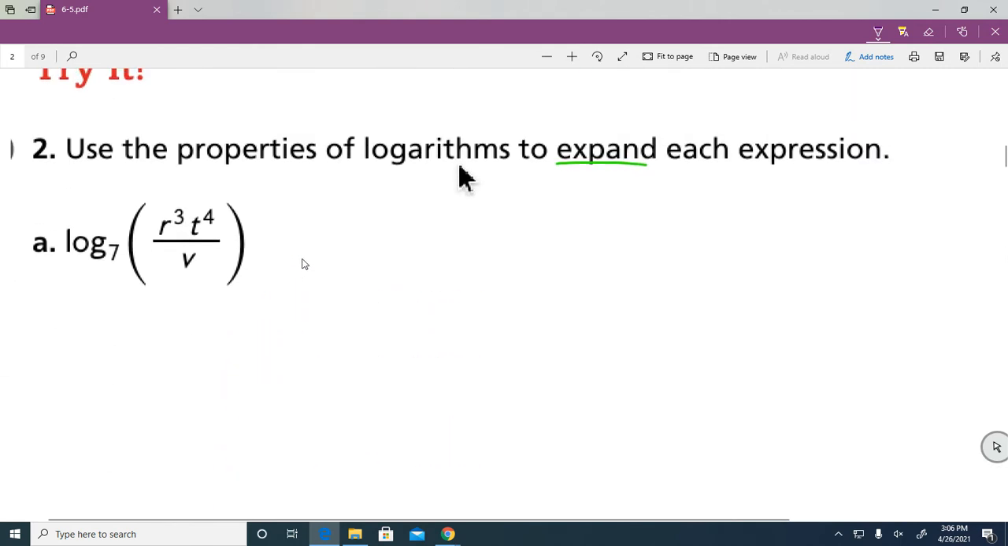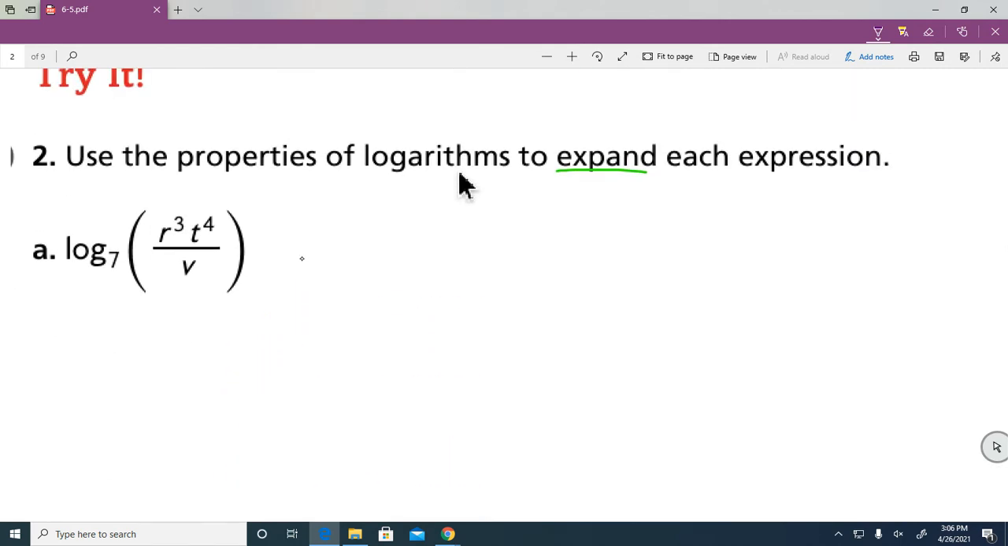The next one, I see log base 7 of r cubed times t to the fourth over v. And I see, okay, well, there's a power, there's a product, and there's a quotient. So this one's going to require me to use all three properties. So let's just use a few at a time. This is going to be equal to the log base 7 of r cubed. Now r cubed is being multiplied by t to the fourth, so plus log base 7 of t to the fourth. And then the v is being divided, so minus log base 7 of v.